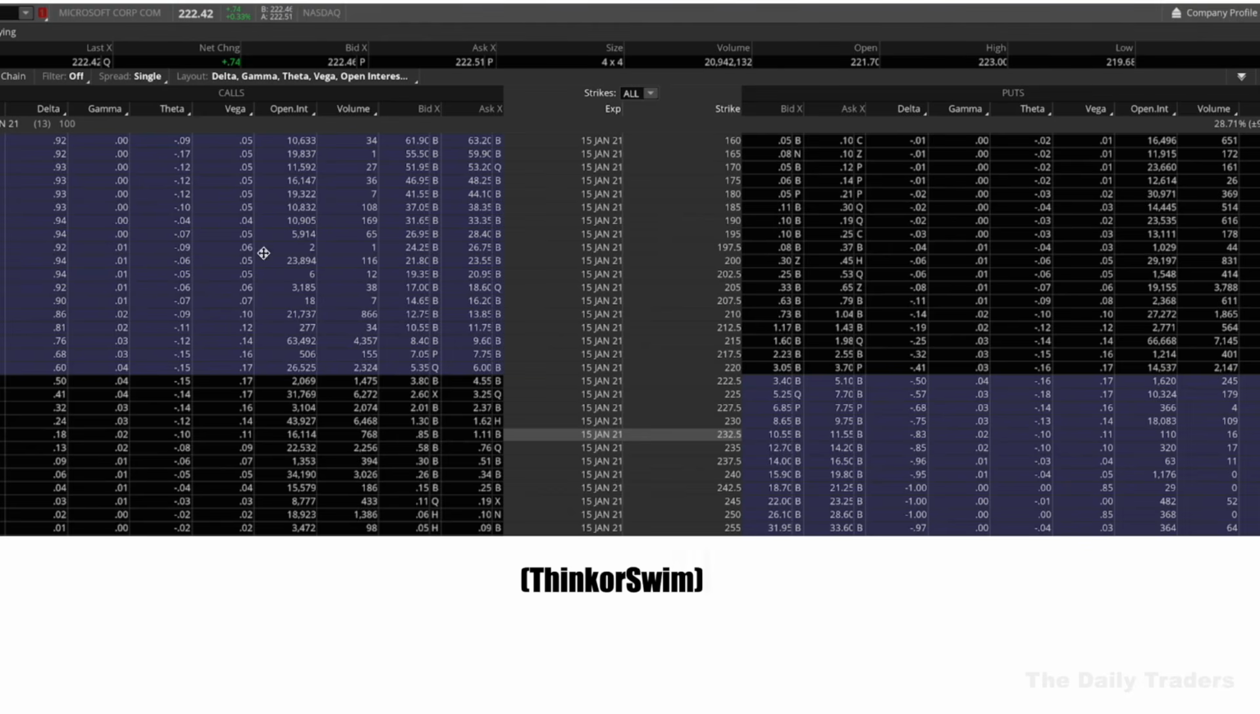The contracts in blue are going to be in the money, and that's a call. So these are in the money for calls. And then this bottom section right here is going to be out of the money. Just the opposite on the other side, puts, these are going to be in the money, and then these are going to be out of the money.